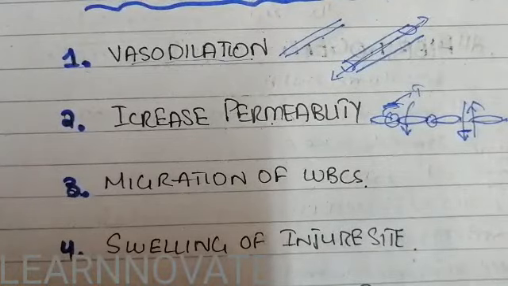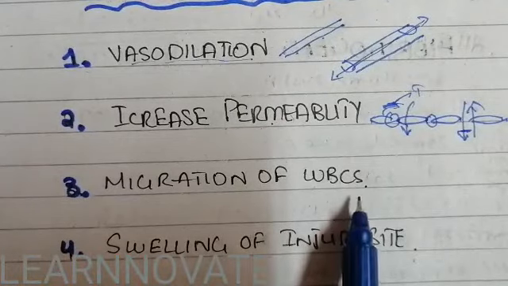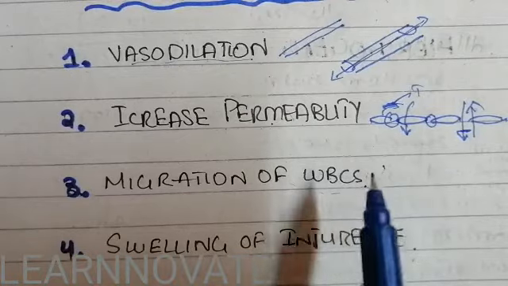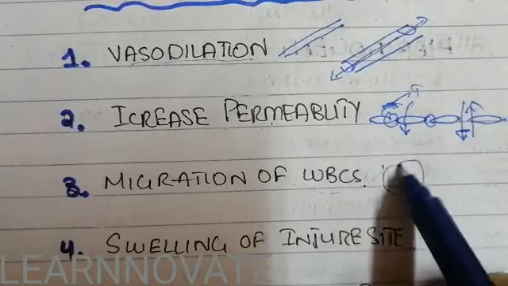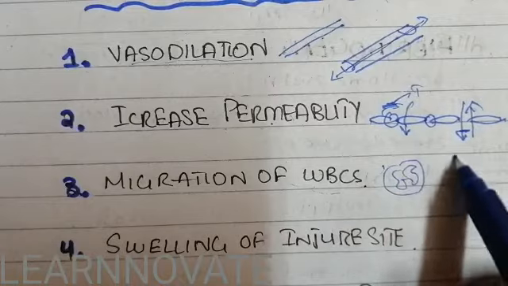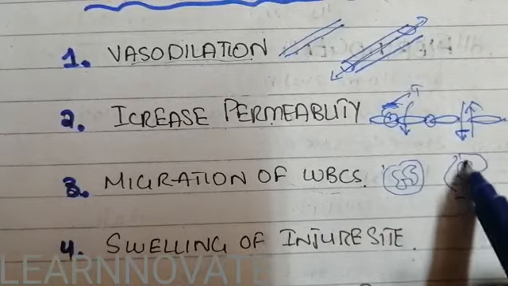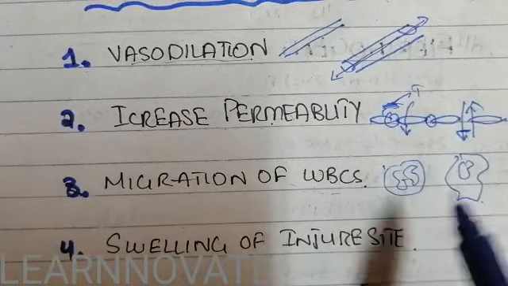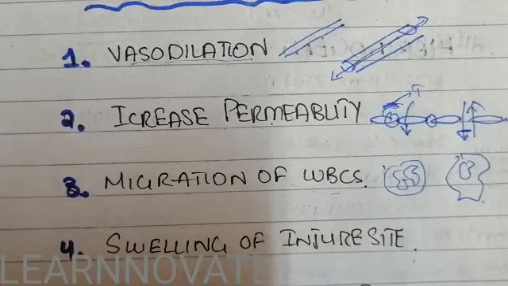Then the third step is the migration of the WBCs, especially the neutrophils and the macrophages. The hypersegmented neutrophils and the large macrophages come towards the site of infection first to fight against the pathogen. Then the fourth step is the swelling of the injured site.